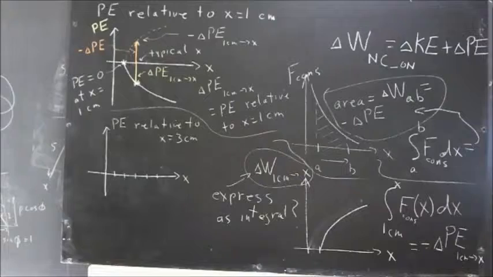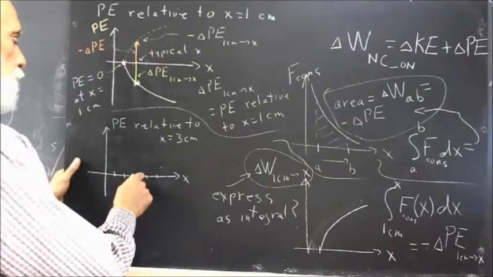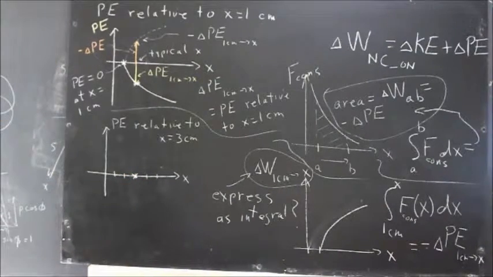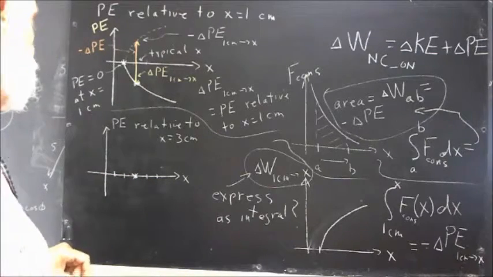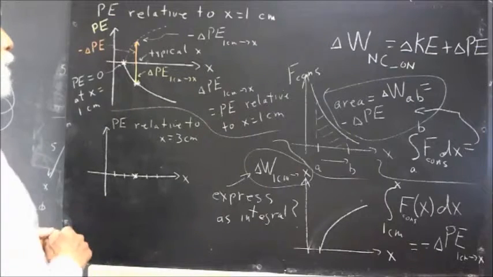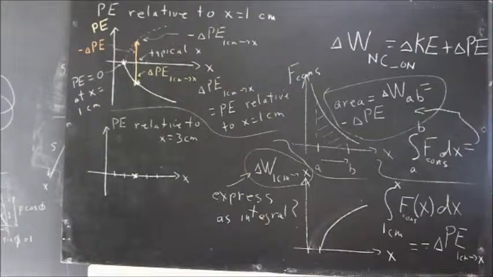Now what would we get if we wanted to find the potential energy relative to x equals 3 centimeters? Well, that would mean that our 0 for potential energy is at 3 centimeters. The change in potential energy between any 2 points would be, well, I'm going to stop for a second because I want to put a couple of things on the board, and when I come back we'll see those couple of things.